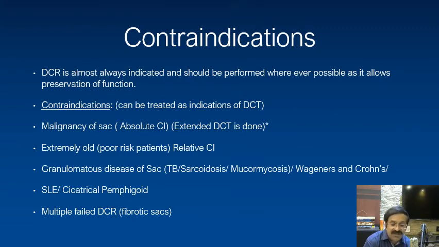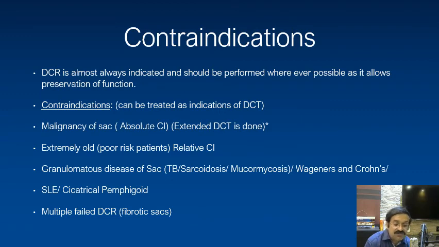The contraindications: malignancy of the sac. Obviously, if you have a malignancy, you cannot operate on it and keep that tissue inside. You have to get rid of that tissue. So that is an absolute indication of DCT and an absolute contraindication of DCR. In case of DCT, you do an extended DCT, which means that along with the sac and the NLD, you also remove as much of the nearby tissue as possible.